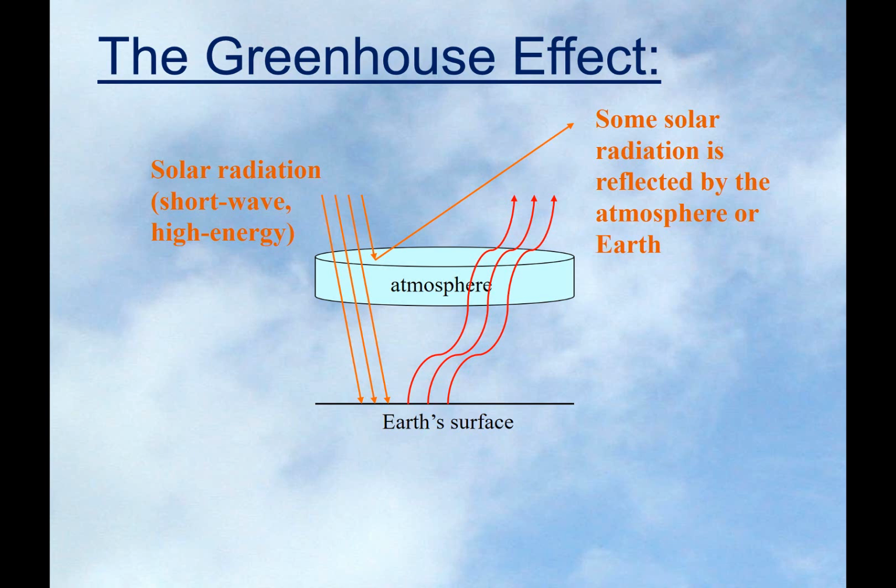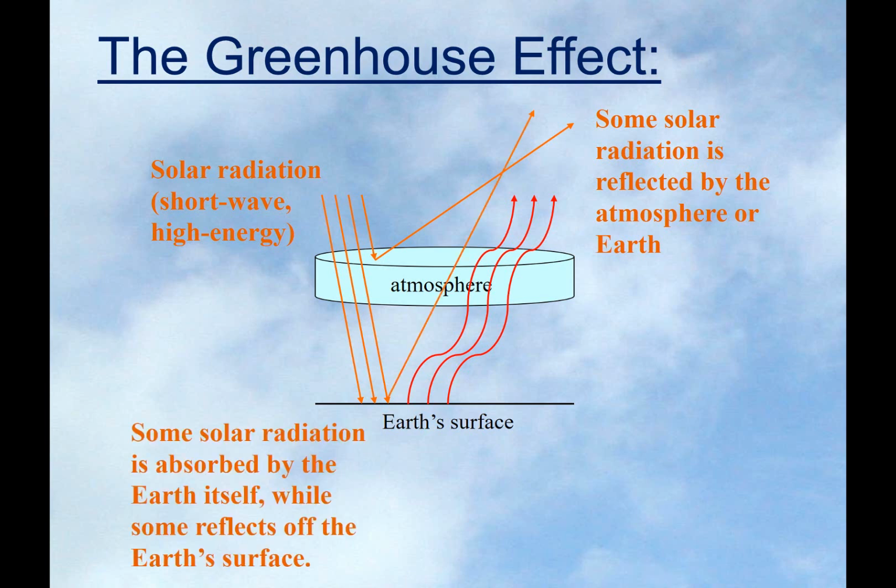Some of it never actually ends up reaching the Earth's surface. It gets reflected off right away. We don't see any of that. So there's that reflection there. What we're more interested in, however, is some of the solar radiation is absorbed, some reflects off the Earth's surface. So that's just specifically looking at the radiation from the sun itself. And then what we're going to focus on here is more so the terrestrial radiation here.